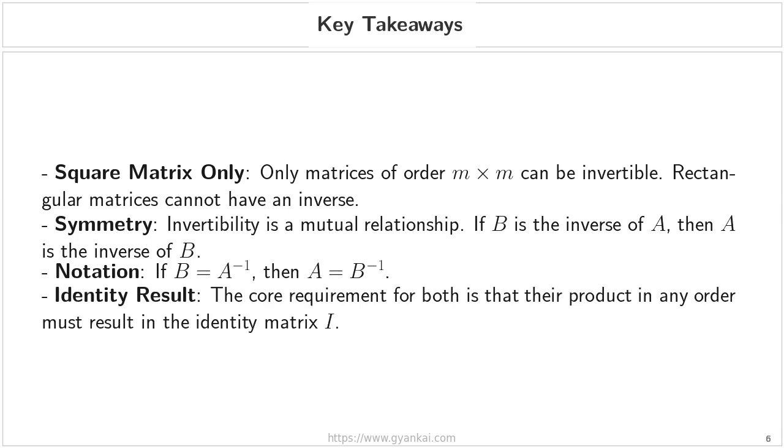Finally, always keep in mind the core requirement that defines this entire process. For two matrices to be inverses of each other, their product, regardless of the order in which you multiply them, must result in the identity matrix I.